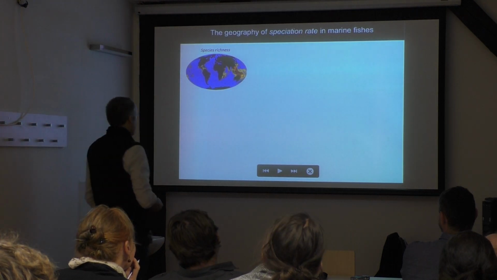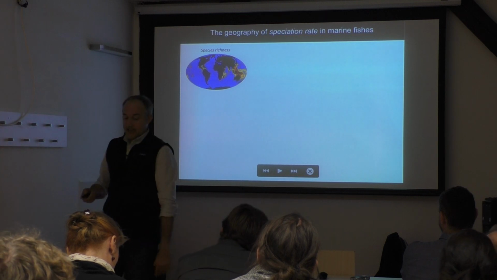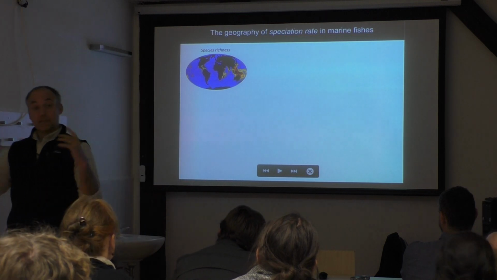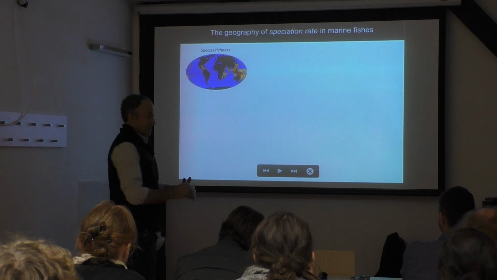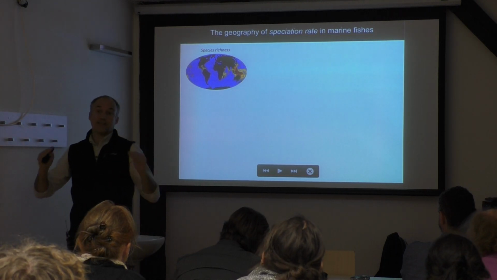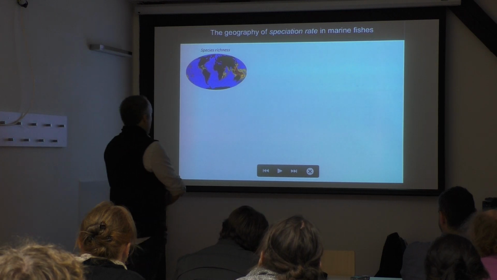Well, what I'm going to show you now is taking those speciation rates that I showed you on the previous slide. We've got this mapping of species diversity in space, and now I'm going to show you a corresponding mapping of speciation rates in space, given those reconstructed rates.